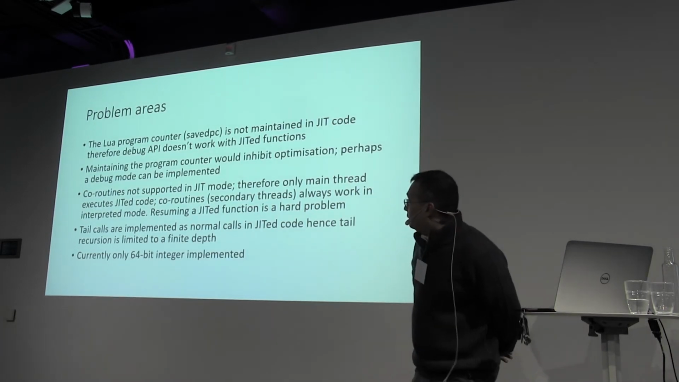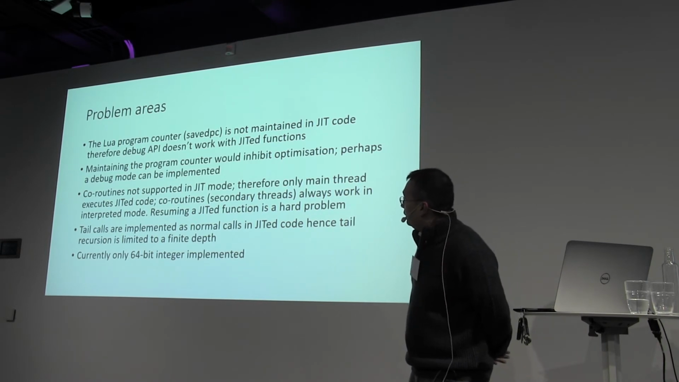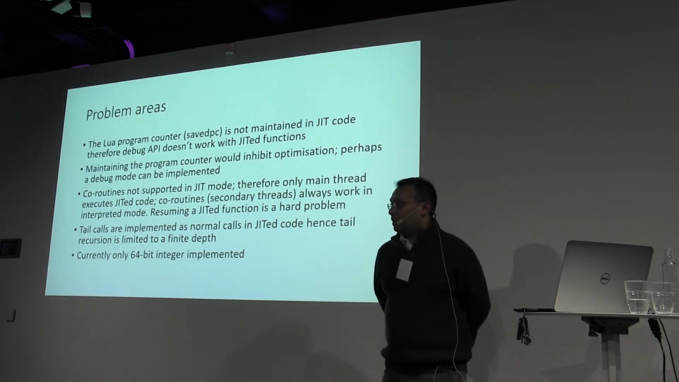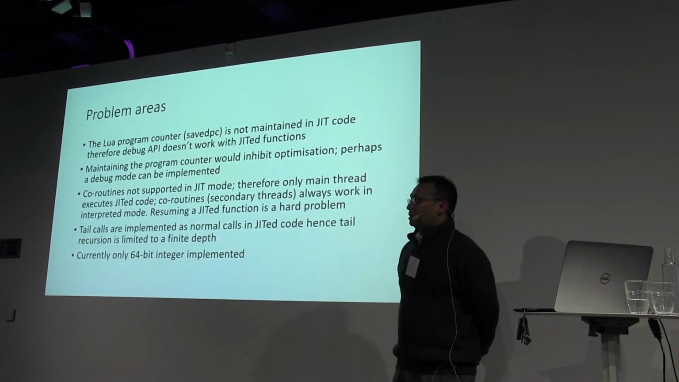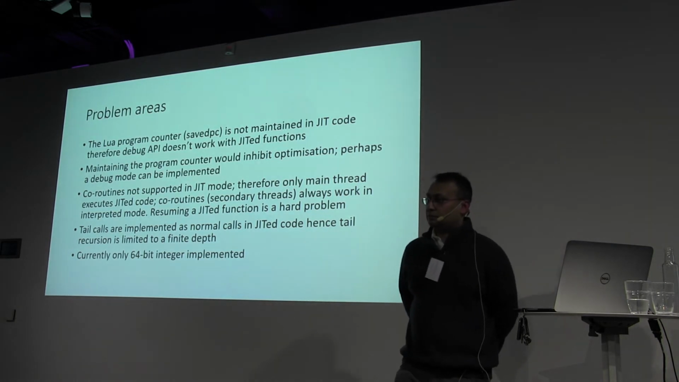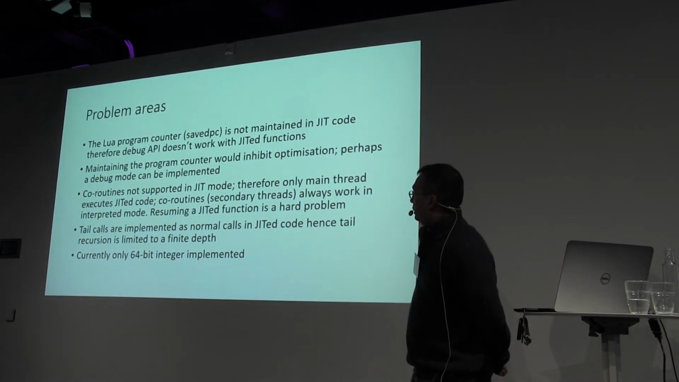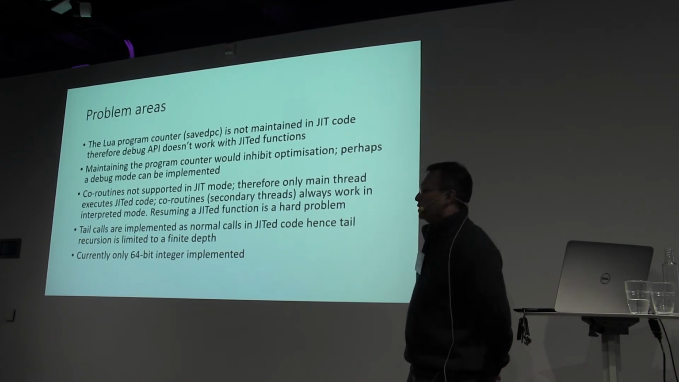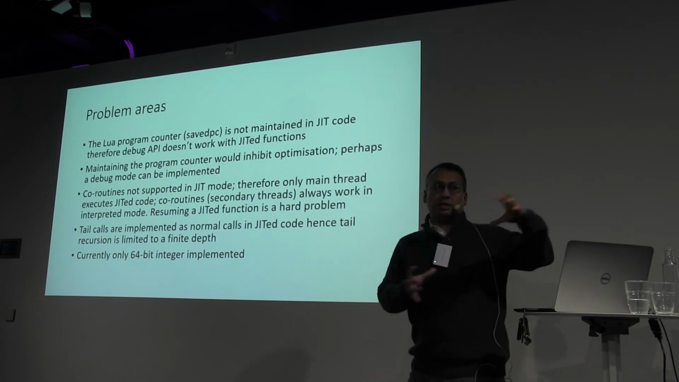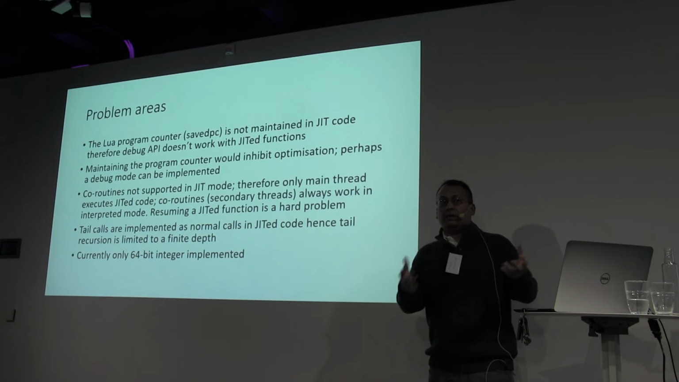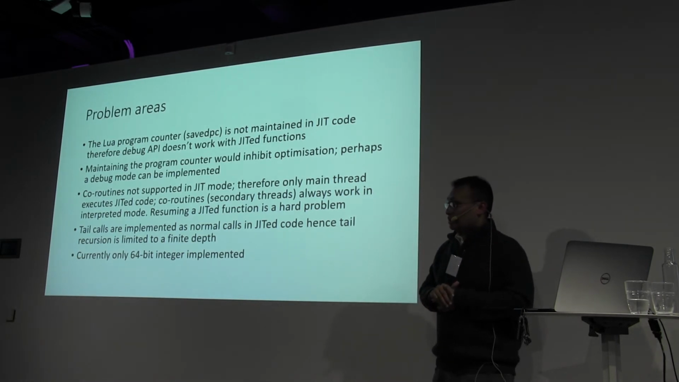Okay, so we have some problem areas, or things that haven't been done or don't work. The first problem is that the Lua program counter, savedpc, is not maintained in the JIT code. So that means that the debug API only works partially. It can't find where the current code is, because it needs to have that variable. Maintaining a program counter variable would obviously inhibit optimization because it will mean that the optimizer can't rearrange code, right? But perhaps in the future I could have a debug mode. So if you ran the compiler in debug mode, it could insert instructions to update the saved PC.